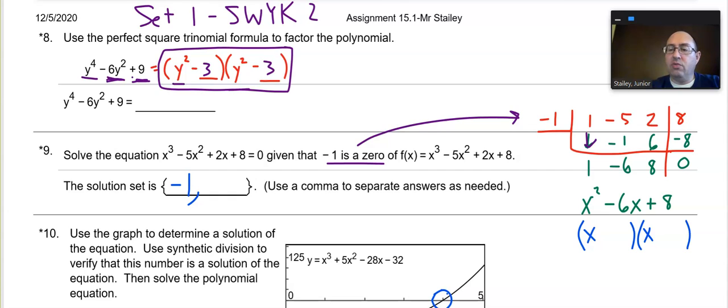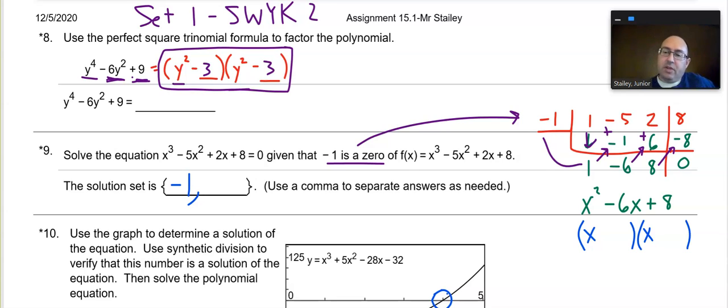I drop down the first one, and we do the multiply, and we put that above, and then we add down the column, and we get -6. And then we just keep repeating that process, the multiply and add, and the multiply and add. And we should end up with a 0. If we don't end up with a 0, then somebody lied to me about -1 being a 0. So we had to get that 0 remainder, otherwise Mr. Staley's a liar, and -1 wouldn't be a 0.